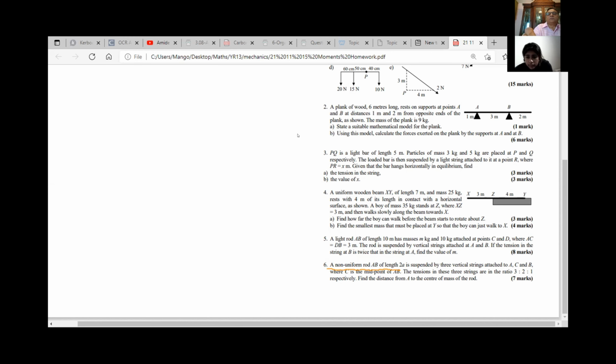Length is 2a. So let me just sketch this first. It's very important to get the right diagram, because you're basing all your calculations on it. We are saying this is A to B, and C is the midpoint. There are 3 strings at A, C, B. So let's draw the strings now.